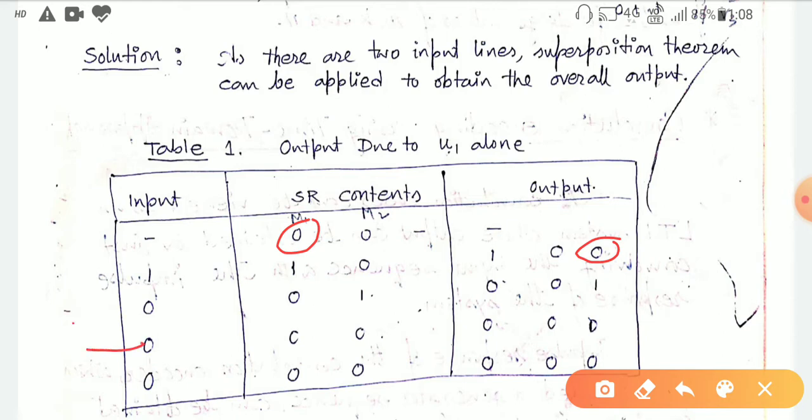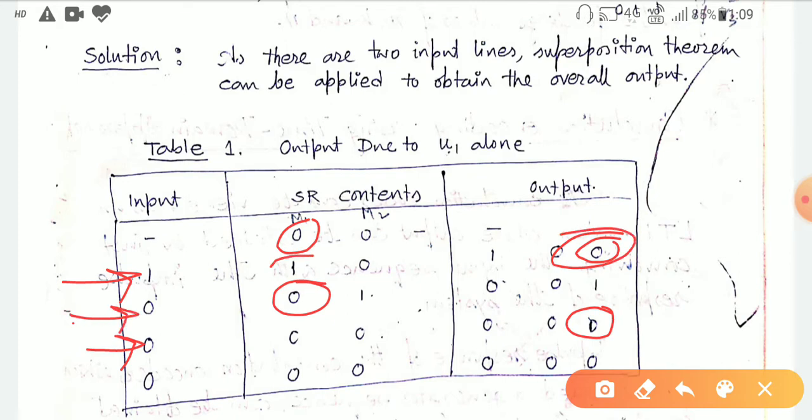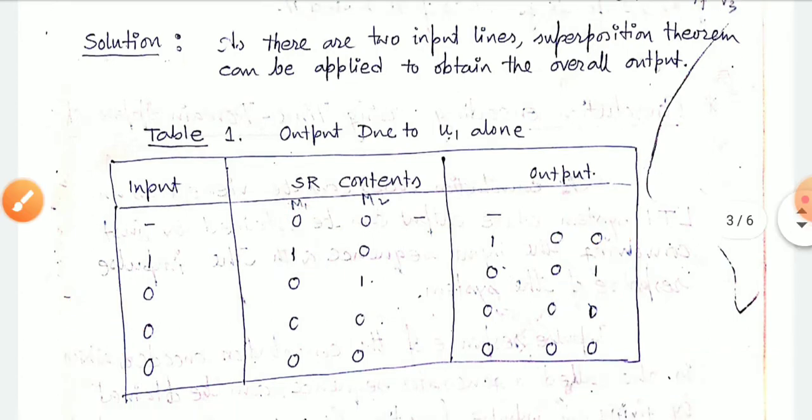Now if you consider this line, the previous value for m1 is 0, so it is put as 0. If you consider this line, the previous value is 0, so it is put as 0. If you consider this one line, the previous value is 1, so it is put as 1. In this way you can build the table for u1 only. So this is the complete table for u1.